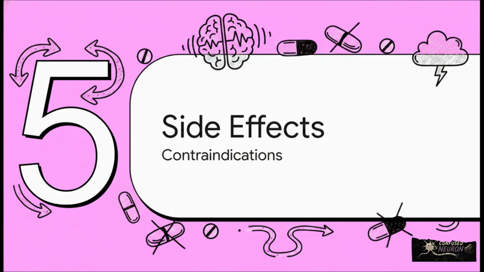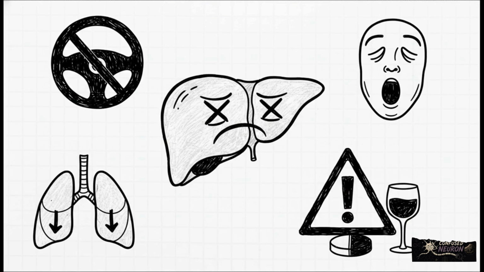Let's move to Chapter 5, Side Effects and Contraindications. We really have to respect the raw power of these medications. When you go in and artificially inhibit the entire nervous system, well, you're going to get some very predictable side effects. We're talking daytime drowsiness and ataxia. And ataxia means absolutely zero driving, period. We also see cognitive impairment, and at high doses, dangerous respiratory depression.